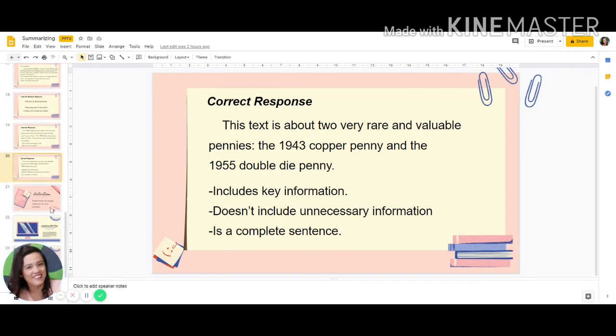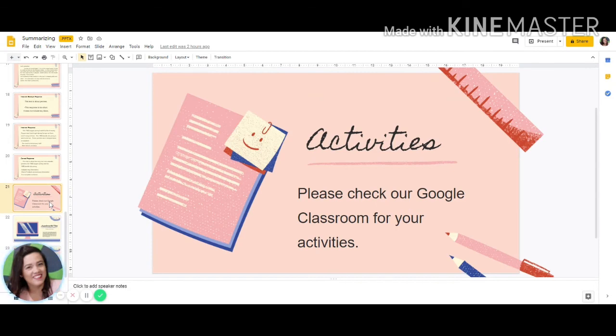So, after discussing the meaning of summarizing, the guidelines on how to summarize, and also after presenting you few examples, I think you're now ready to answer our activities. So, for you to answer the activities, you have to check the activities in our Google Classroom.